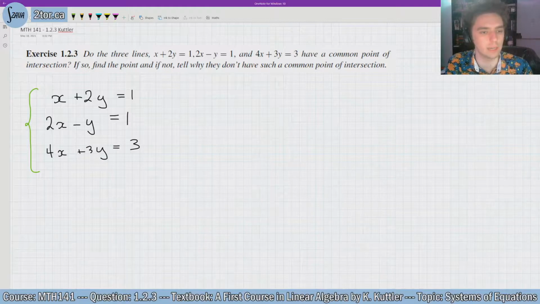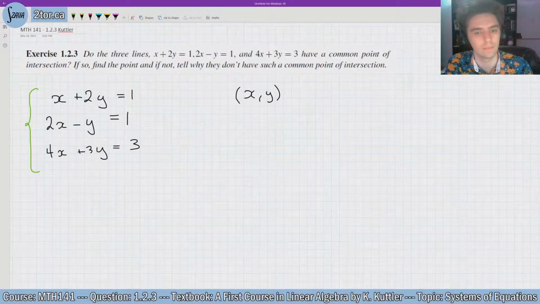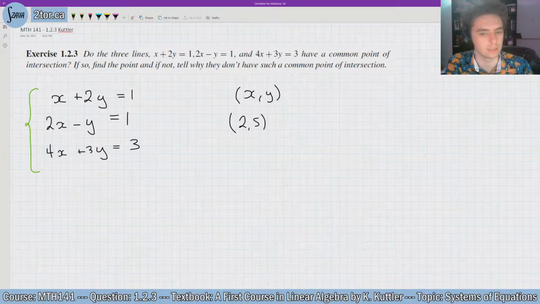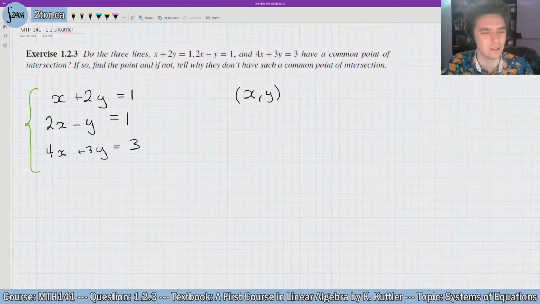We're looking for some point x, y, right? Every point on the xy plane has two values, x, y. We're looking for a point like 2, 5. That's just an example. Does 2, 5 satisfy this? When I put 2 in for x and 5 in for y, are all three equations true at the same time? Probably not, because I guessed that. So let's try to actually solve for the solution here.